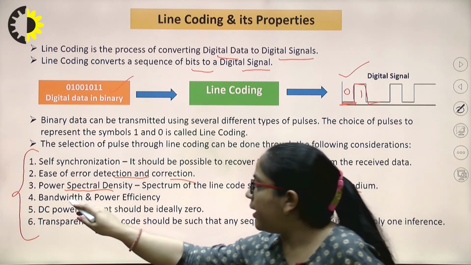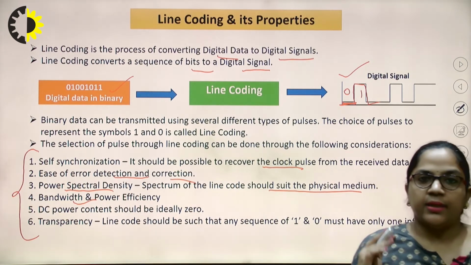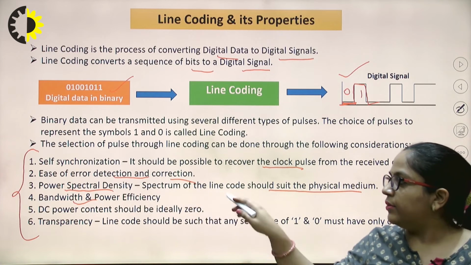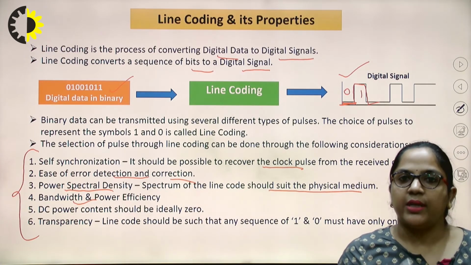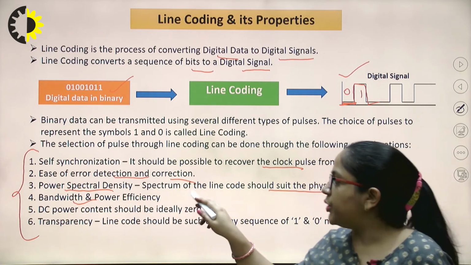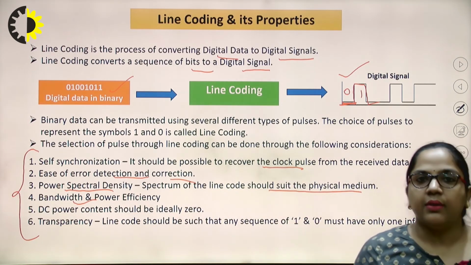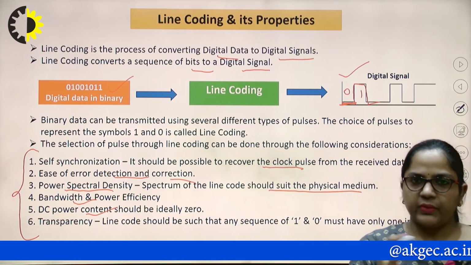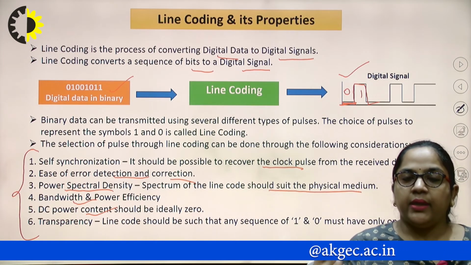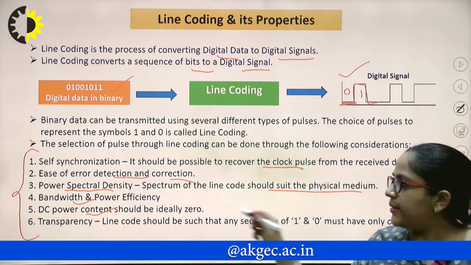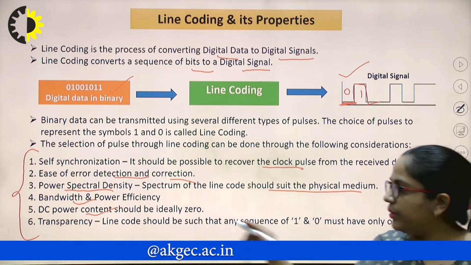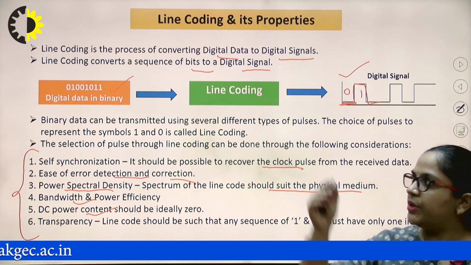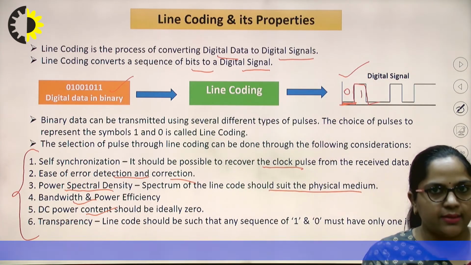It should have bandwidth and power efficiency. The bandwidth requirement should be as small as possible. The power required for the transmission of the data should be as small as possible. So the bandwidth and the power consumption should be as small as possible in that particular line coding technique. The next is that DC power content should be ideally 0. It should not have any DC component. It will allow us AC coupling between the stages. So the DC component should be ideally 0 in the line coding technique with which we want to convert digital data into digital signals.